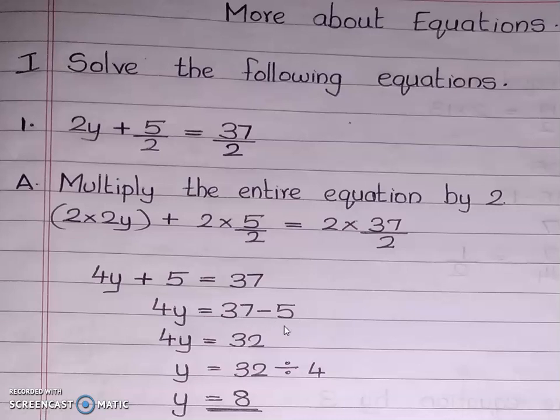37 minus 5 is 32. 4y equal to 32. 4 is multiplied here, so when you go to the other side, it becomes division. So y is equal to 32 divided by 4. What is 32 divided by 4? It is 8. So the solution for this equation is y equal to 8. The same procedure we will discuss in question two.